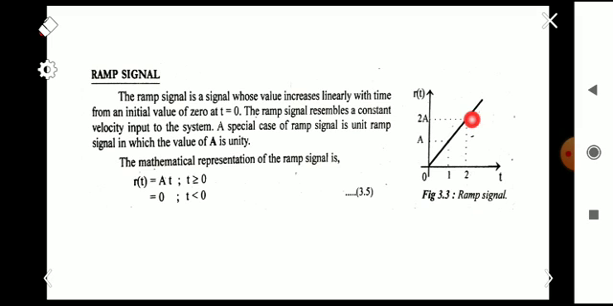The special case of the ramp signal is the unit ramp signal, in which the value of a is unity. Here the amplitude is denoted as a, 2a, 3a, like that. If a is unity, that is 1, 2, 3, 4, like that, then it is called a unit ramp signal. Normally the ramp signal is represented as r of t is equal to at for t greater than or equal to 0, and it is 0 for t less than 0.